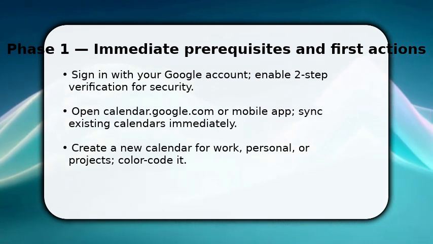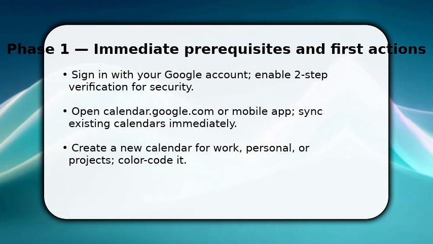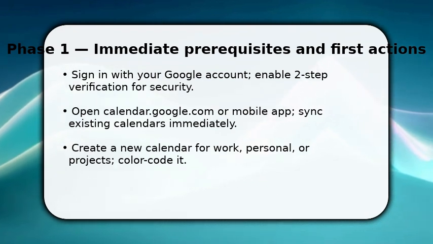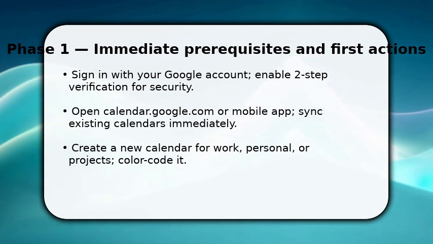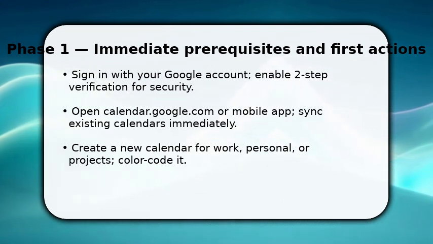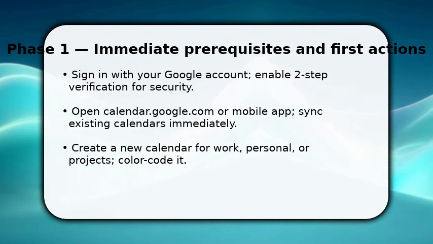Now create a dedicated calendar for work, personal, or a project and assign a color. This keeps visibility high. Make sure to name calendars clearly. That way you can toggle layers fast, avoid duplication, and focus on the events that matter.